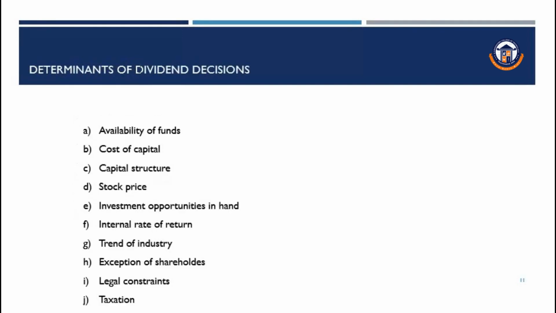Then the next topic is determinants of dividend decision. The first one is availability of funds. If the business requires funds, then retained earnings could be a good source, since it saves fluctuation and cost, and further control is not lost, as it would be in the case of a further issue of share capital. The second one is cost of capital. If financing requirements can be met through debt, then it is preferred to distribute more dividend, but if the financing is to be done through a fresh issue of equity shares in the business.